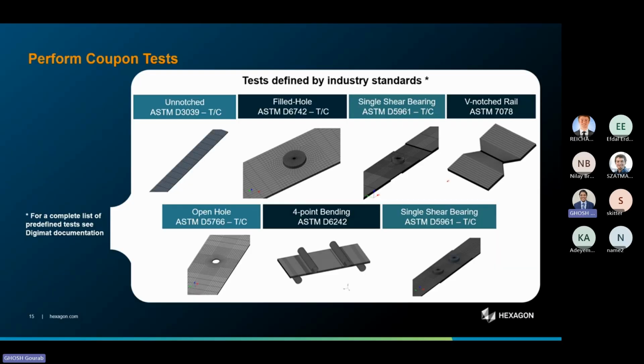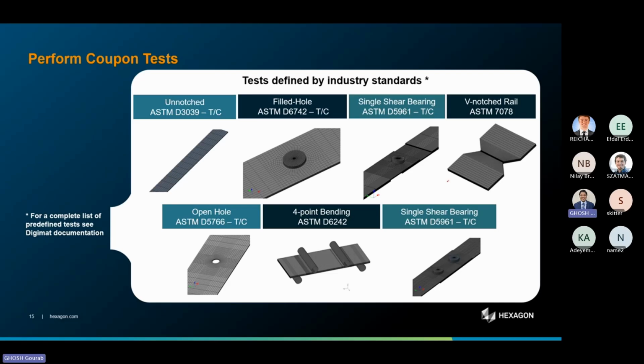For the coupon test, there are tests defined by industry standards. There is a long list of tests already available in the Digimat database. What do I mean by that? Here I am showing some examples like unnotched, filled hole, 4-point bending, open hole test, V-notched, 3-point bending. There are multiple tests, and for them we already have FEA models built in.